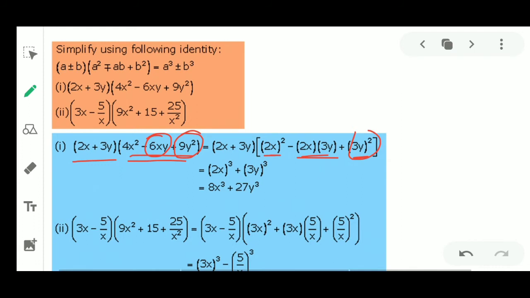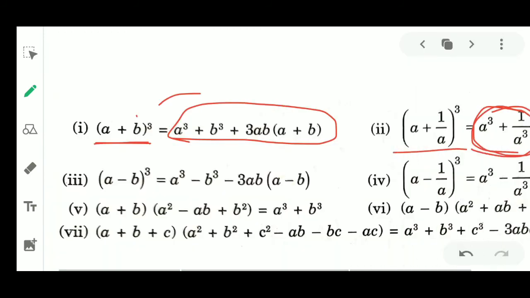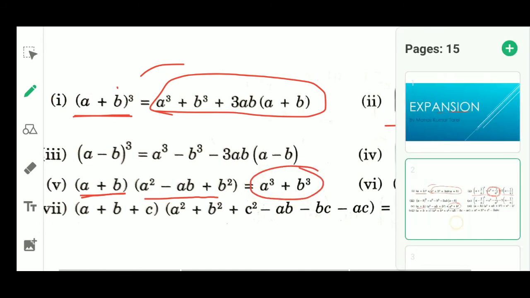Okay, now this is in the form of a plus b. Consider 2x as a and 3y as b. So now this is in the form of (a + b)(a² − ab + b²). If you look at the formula here, (a + b)(a² − ab + b²) equals a³ + b³.